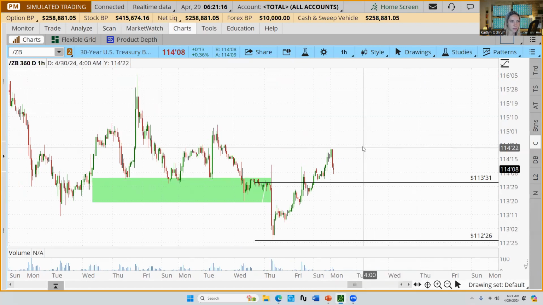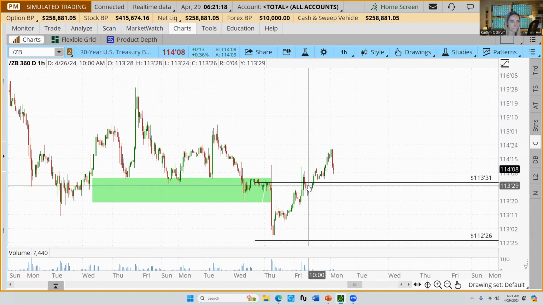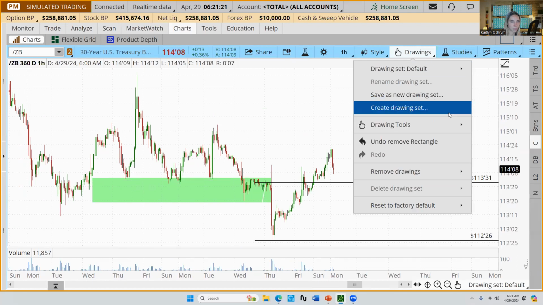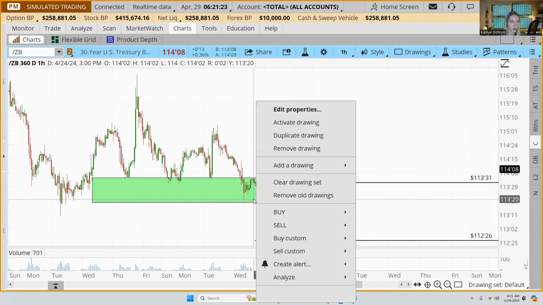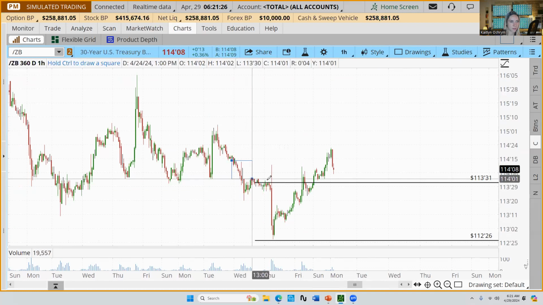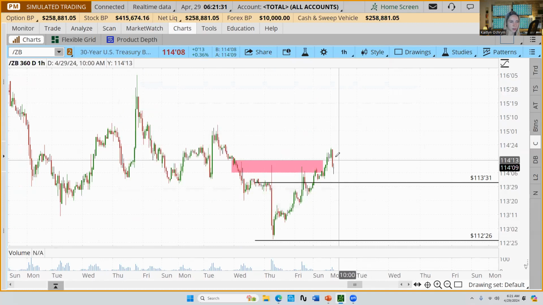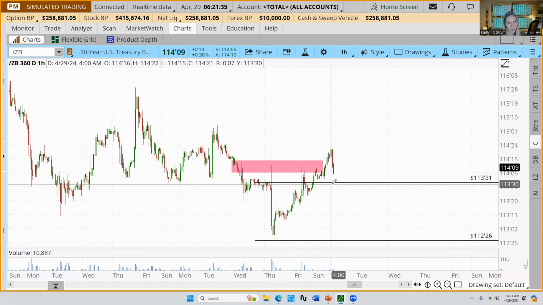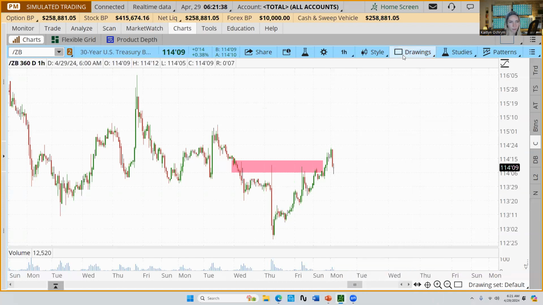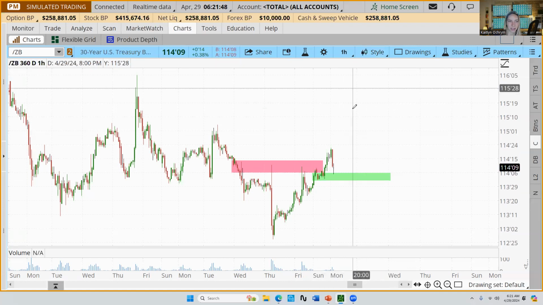Let's see. On the 1 hour, we have resistance. Price broke out. This could be a fake out breakout. I would say if price starts to break below this support, then this is likely that fake out breakout back to the downside. 1 hour is a little bit too much detail.